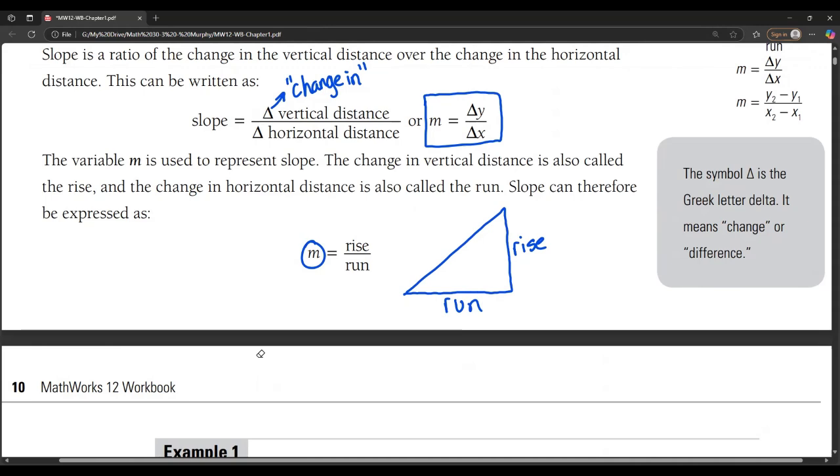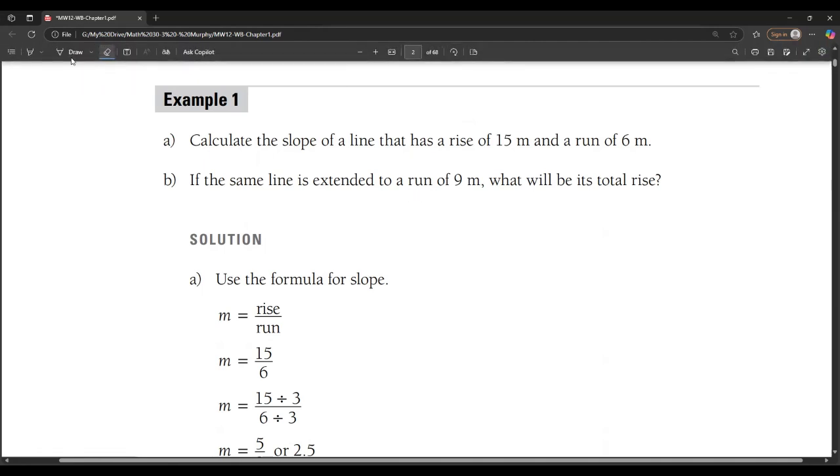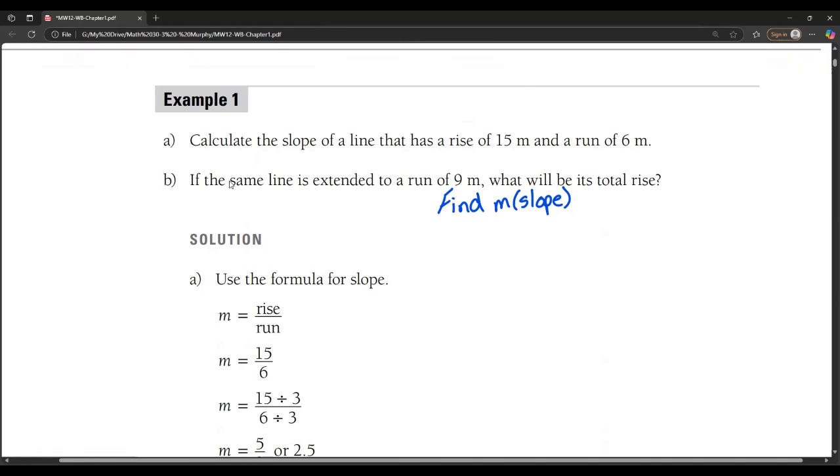Example 1. It says calculate the slope of a line that has a rise of 15 and a run of 6. And B says if the same line is extended to a run of 9, what will be the total rise? So for B, you're going to need to find m first, which is the slope. And the reason for that is basically what they're saying in B is, let's keep the same slope, just make the ramp or the triangle longer.